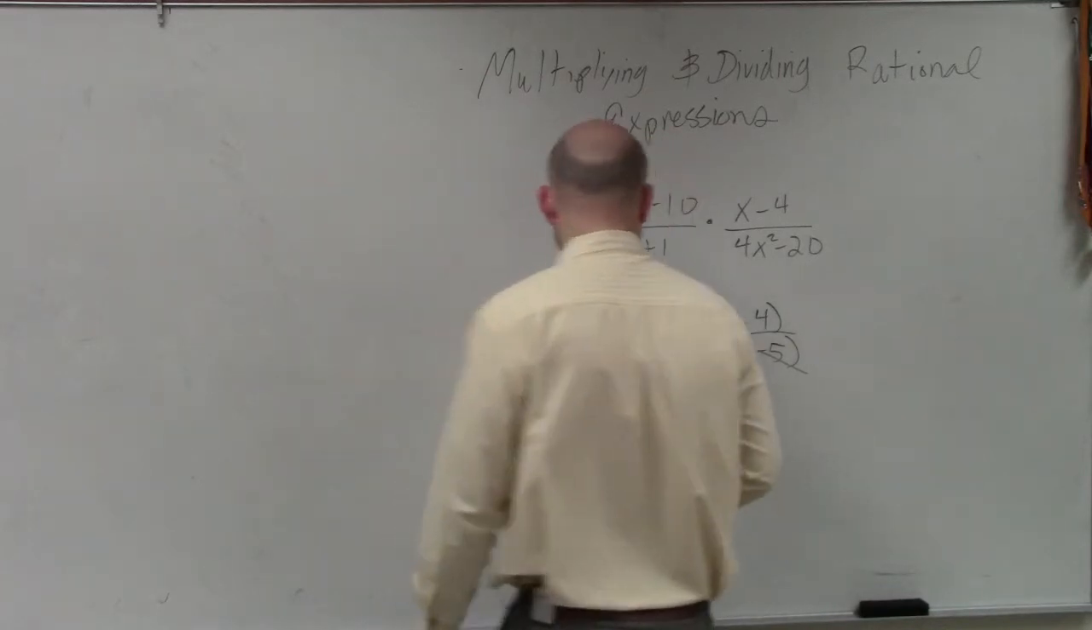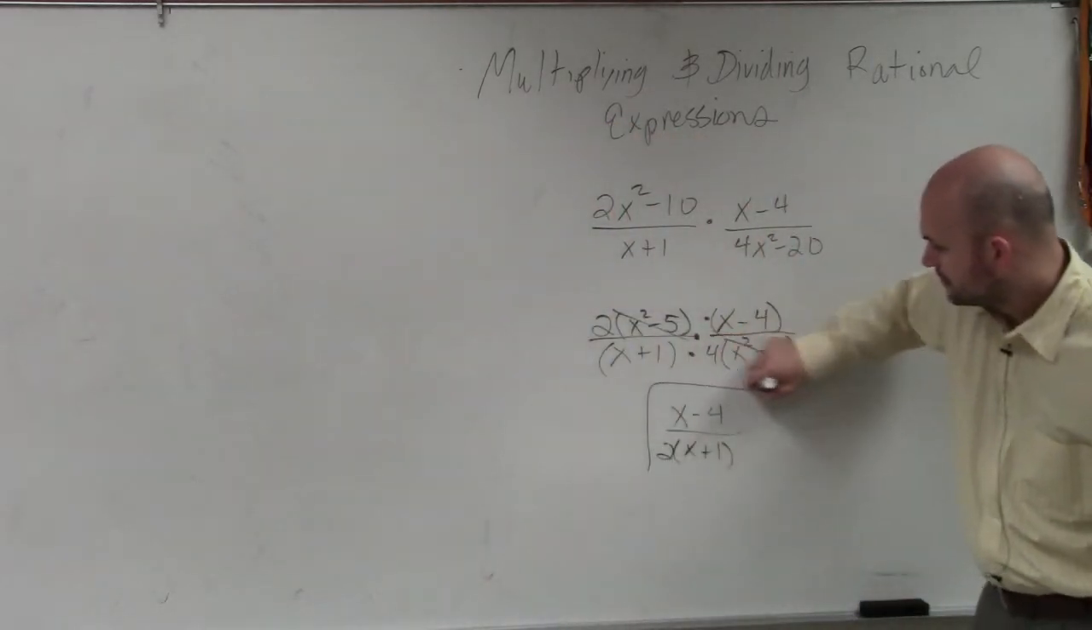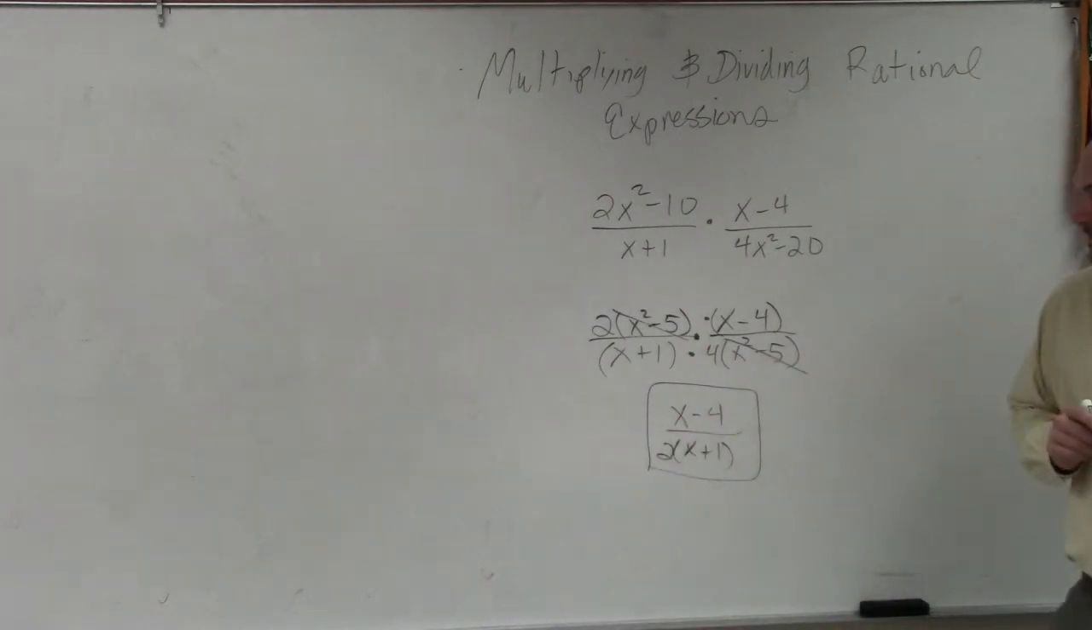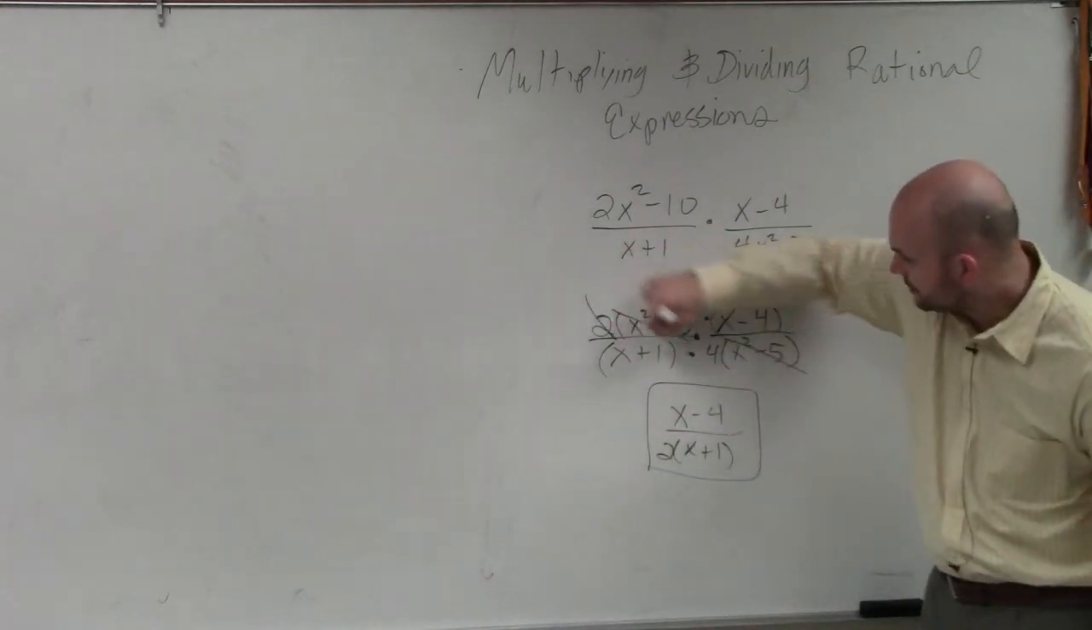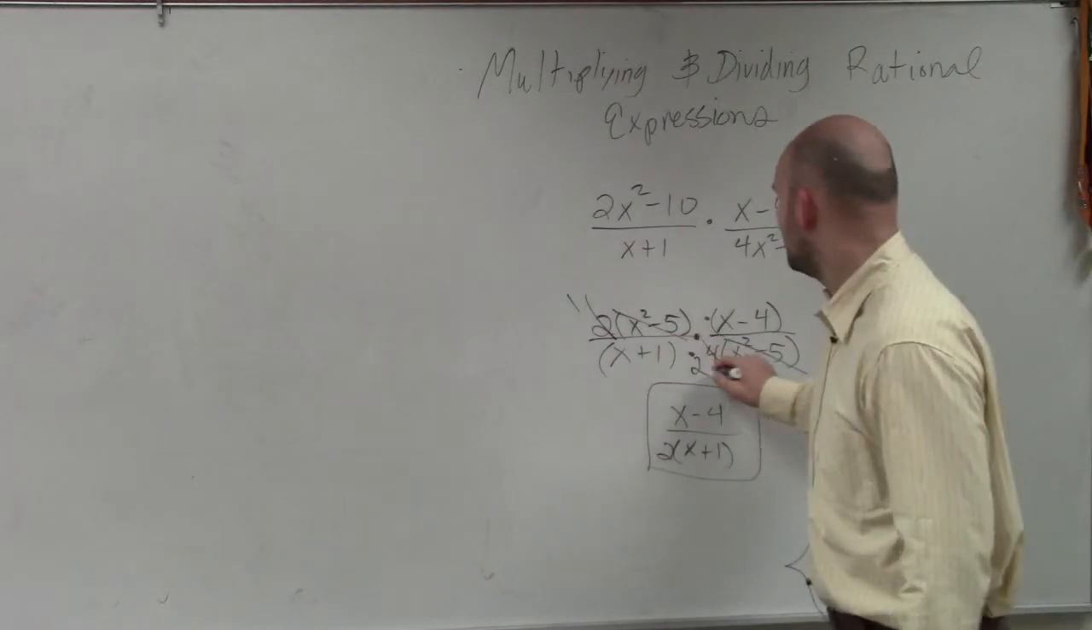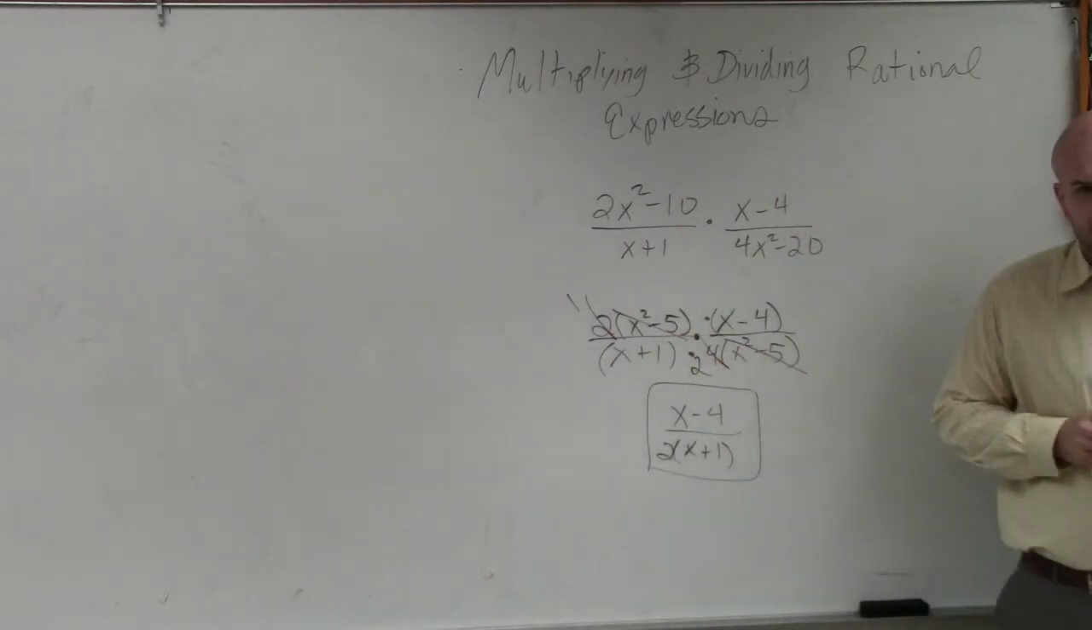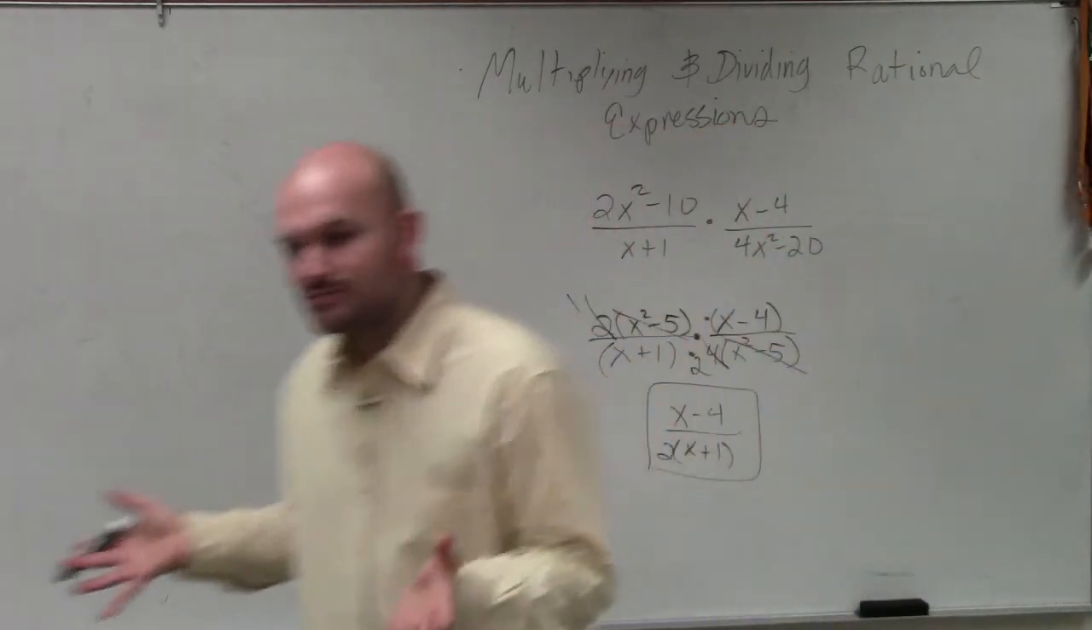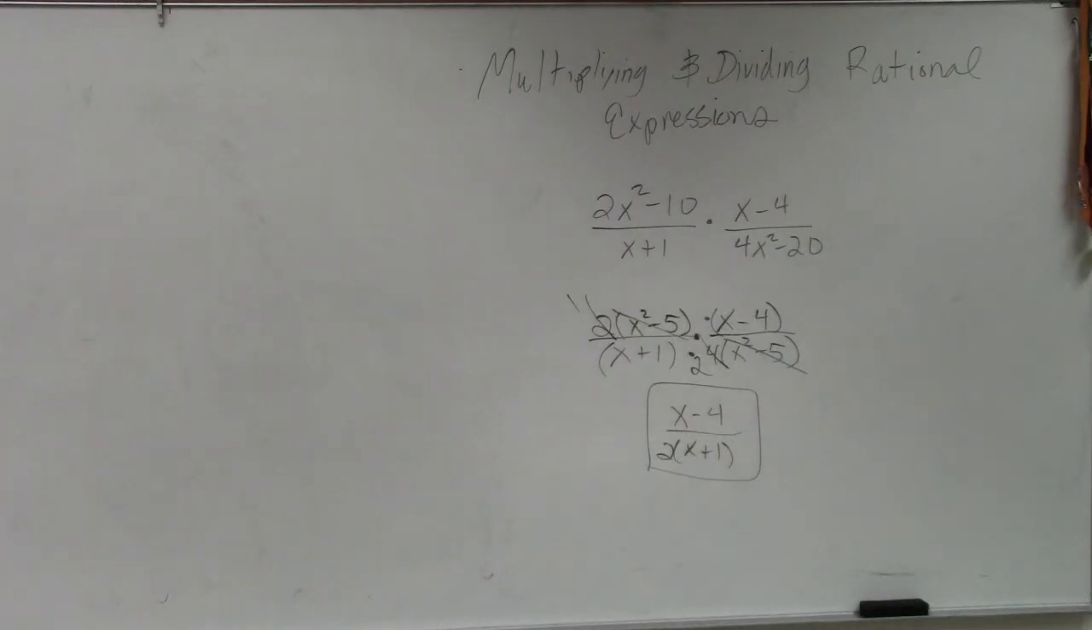So my final answer is x minus 4, which is really 1 times x minus 4, times 2x plus 1, because that goes to 1/2. And so you're left with that. All right? So basically, when you're multiplying them, you're just bringing everything kind of together.